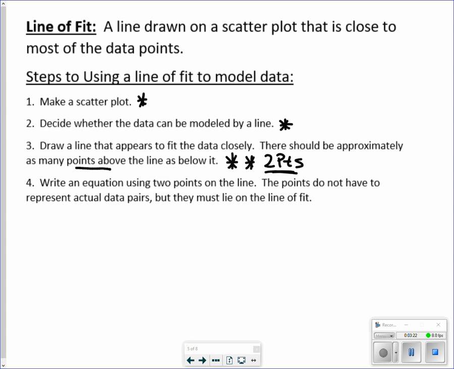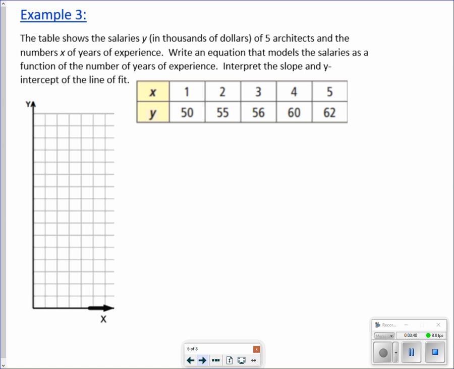And then here, now we're going to start using what we learned in section 4.2. Use 2 points of the line to write an equation for the data. And this is referred to as the line of fit or the line of best fit. It's also referred to sometimes as a regression equation. All right, so here we go.